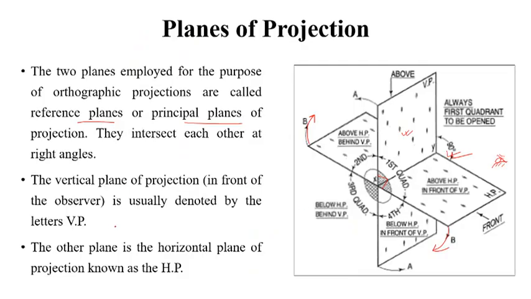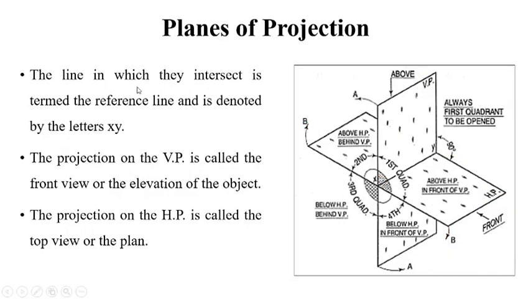Now the vertical plane is also known as VP and the horizontal plane is also known as HP. So from next time we will be denoting the vertical plane as VP and the horizontal plane as HP. Now see the next part. The line in which the two planes intersect is known as the reference line. So this is our reference line, and this reference line is denoted by the letters XY.